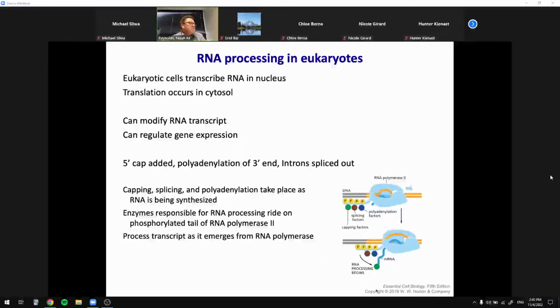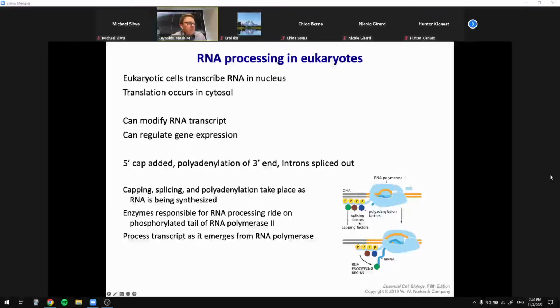So in eukaryotes, we talked about the processing of those transcripts after they're made. And really, like we said, it's kind of happening at the same time as it's being made. But we talked about the 5' cap, the 3' polyadenylation, and then we also talked about splicing, and so getting introns out of those messenger RNAs.